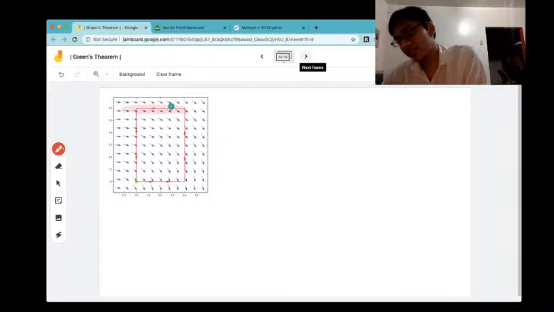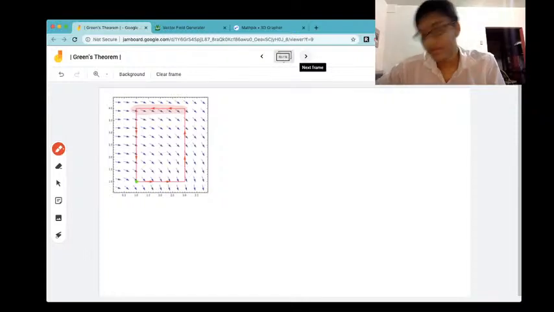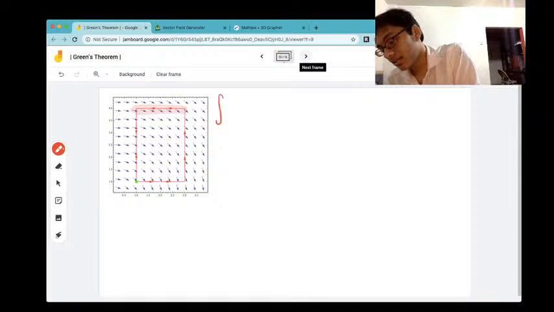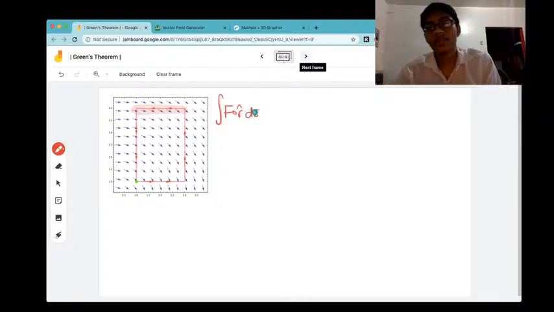That's our main interest of focus right now. Well, first and foremost, let's write the formula for line integrals. We have as follows: the integral of F dot r hat ds, right? And what is r hat?